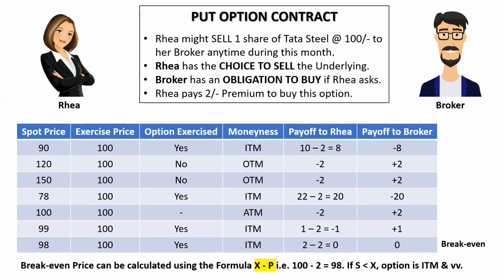The break-even price can be calculated using the formula X minus P, that is 100 minus 2, which is 98. If the spot price is less than the exercise price, then the option is ITM, and vice versa.